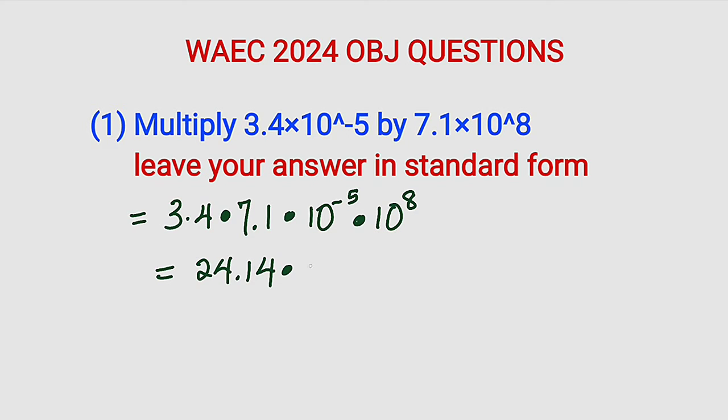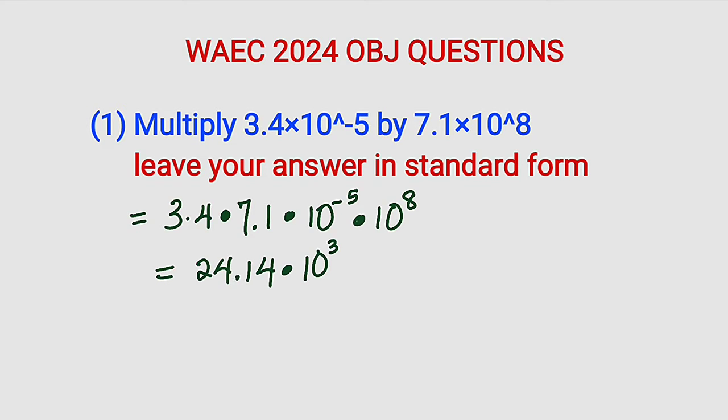And if you multiply the powers together, according to one of the laws of indices, since they have common bases, you can take the base, which is 10, and raise it to the power of the sum of their exponents. So negative 5 plus 8 will give us 3. But remember, they say we should leave our answer in standard form.